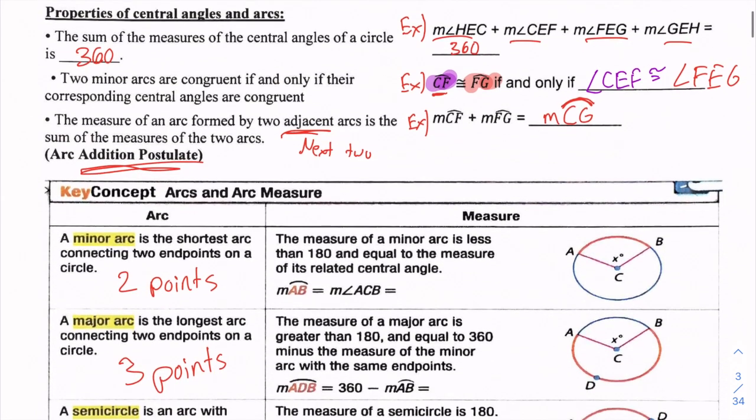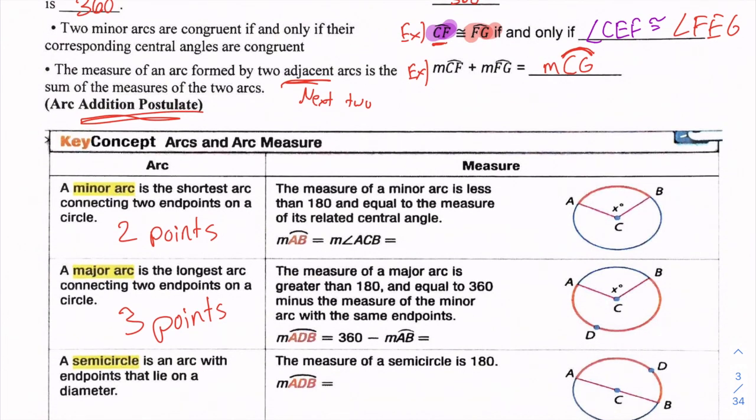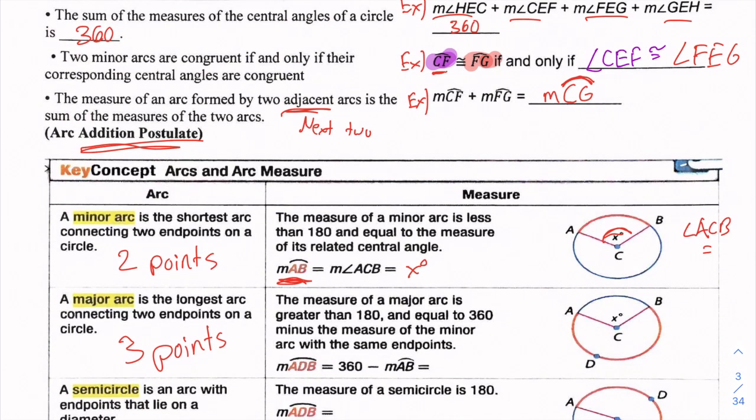Scrolling down. Again, minor arcs are always formed by 2 points, and the measure is always equal to the central angle. So the measure of arc AB is whatever angle this is, angle X degrees. So basically, if angle ACB equals, let's say, 60 degrees, then the measure of arc AB, this arc right here, is 60 degrees. They always correspond. The central angle and the arc that it forms are always congruent.